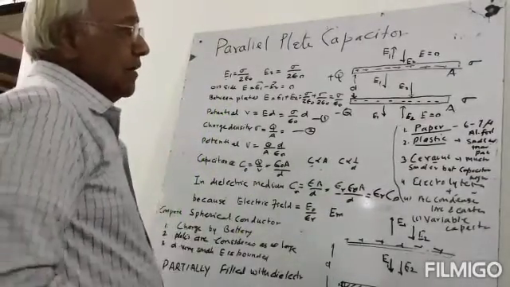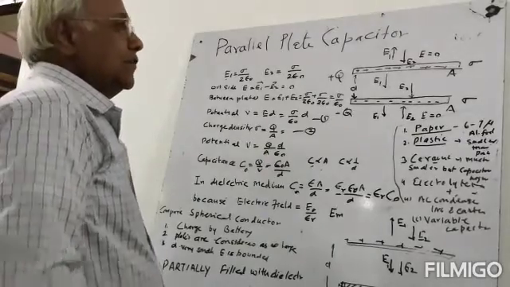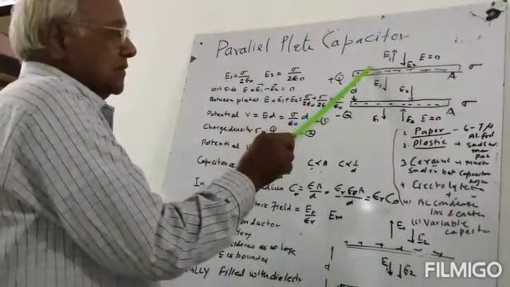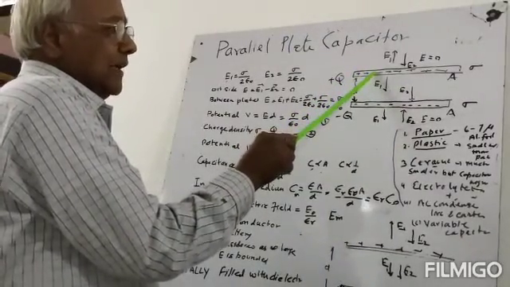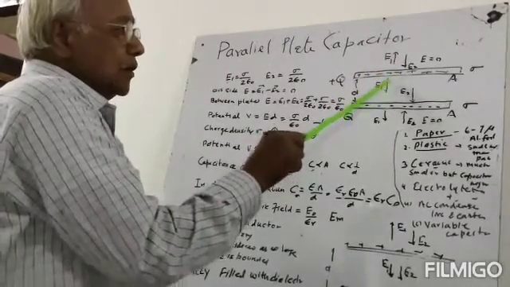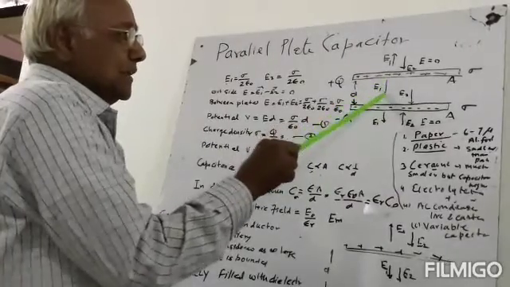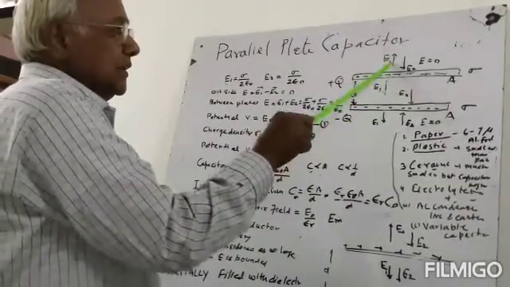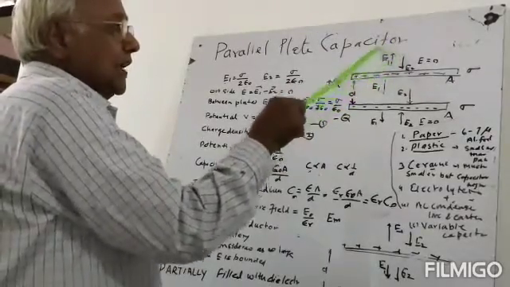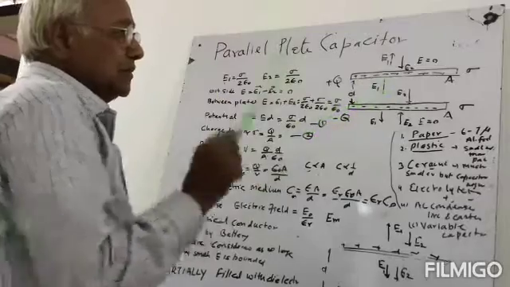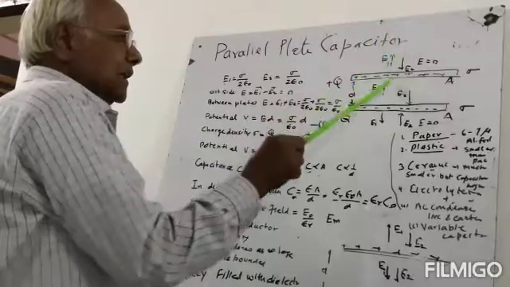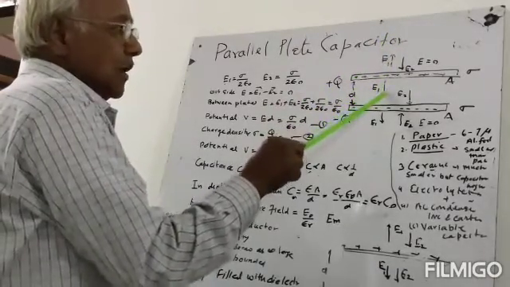Now, what will be the electrical field due to the positive charge and the negative charge? Due to the positive charge plate, the electrical field is E1, and its direction will be away from the positive plate. So in between these two plates it will be in this direction, and outside the plate E1 will be in this direction, because positive is here, it is away from it. Here its direction is upward, here its direction is downward.